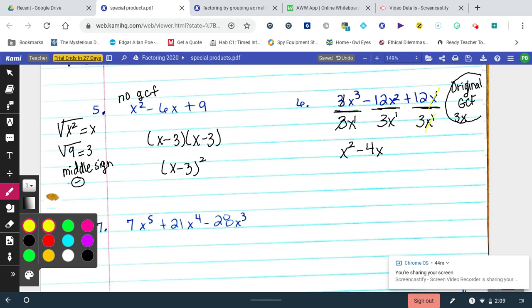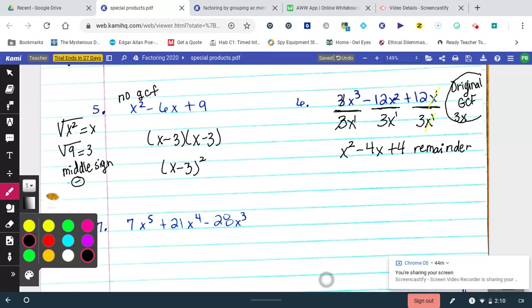All right, they'll cancel. And then 12 divided by 3 is 4. This is called your remainder. Remember in the last lesson, I said you always have to check your remainder to see if you can do what with it? Factor it. If you use a GCF, so did we use a GCF to start off with? Yeah, we did. So now, always check your remainder if you have an original GCF. I'm going to make that little note again.